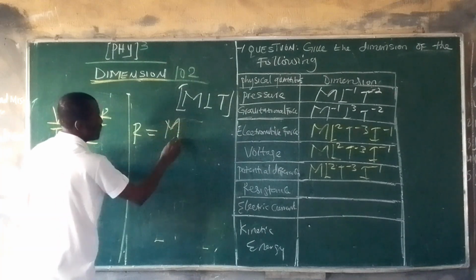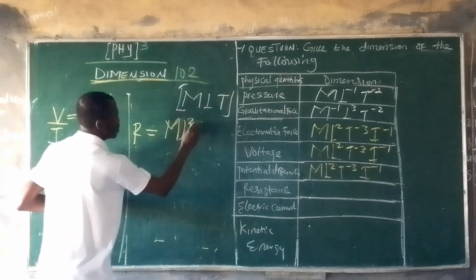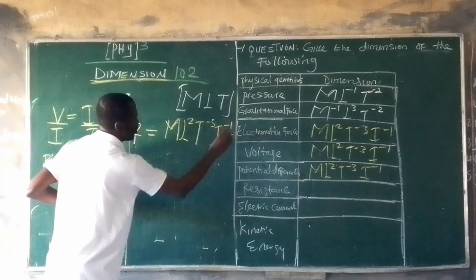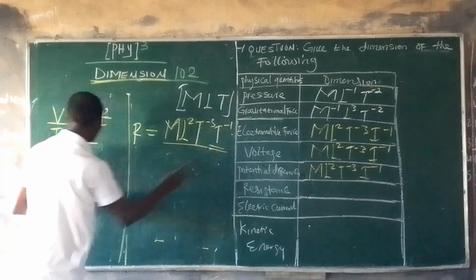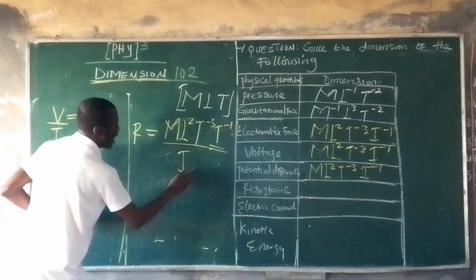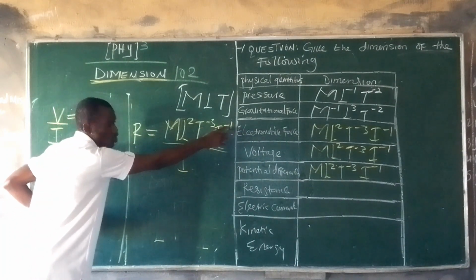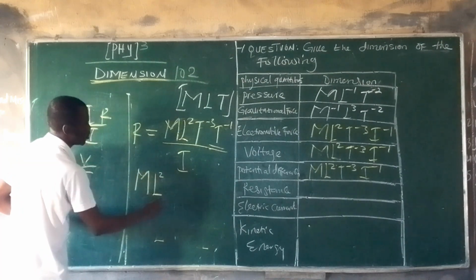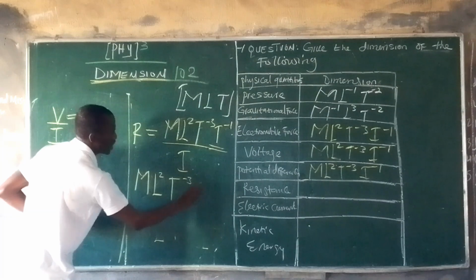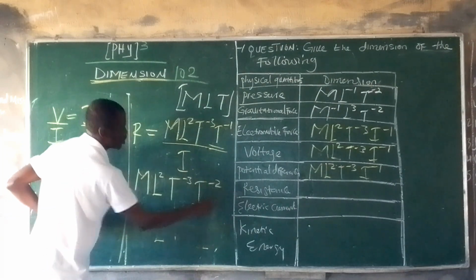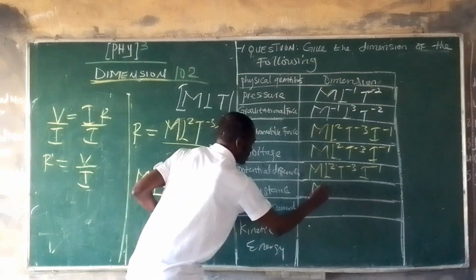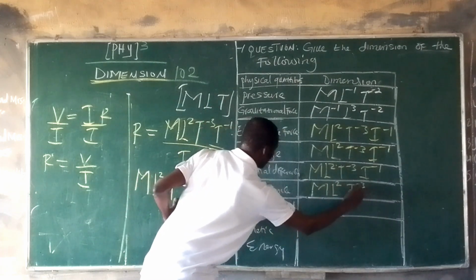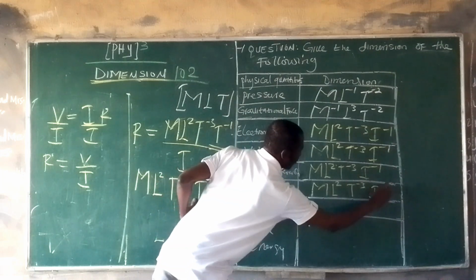So we're going to have ML to the power of 2 and T to the power of minus 3, and then we have I to the power of minus 1. And then we're going to divide that by I. Now I is here, so we do minus 1 minus 1. That will give me ML to the power of 2, T to the power of minus 3, and then I to the power of minus 2. So that will become my resistance.